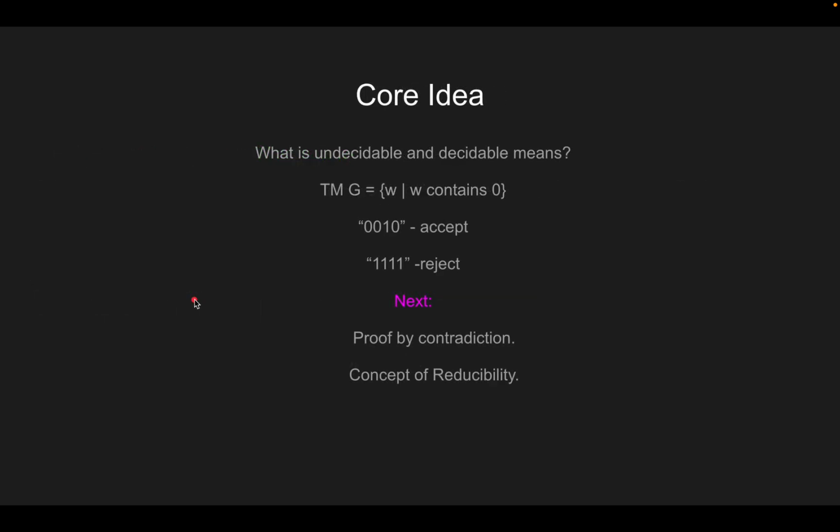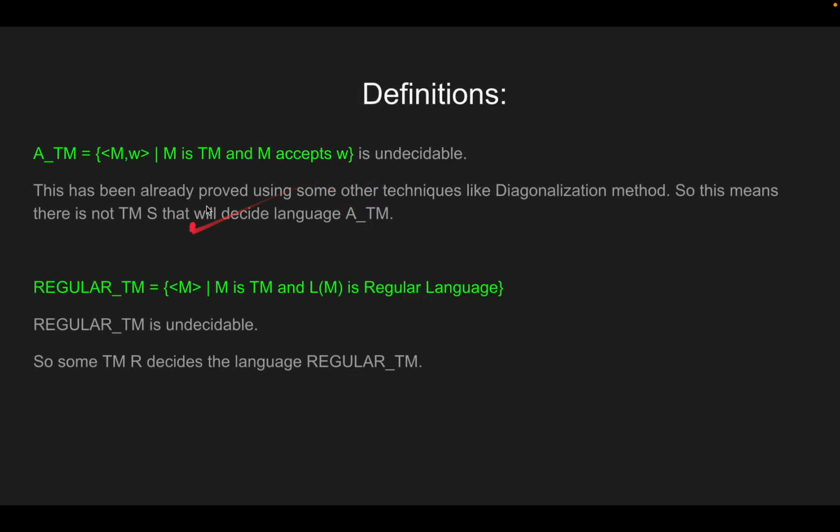So we'll see what decidable and undecidable mean. For example, take some Turing machine G which accepts w. The language represented by this Turing machine G is the strings w that contain 0. If the string w contains 0, then w is in the language recognized by G. So 0010 will be accepted by this Turing machine G, and 111 will be rejected. Any string of symbols will be either accepted or rejected by this Turing machine. So this is decidable. But the two languages seen here are undecidable.